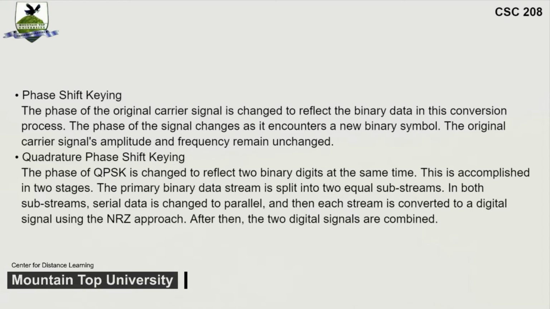Quadrature phase shift keying. The phase of QPSK is changed to reflect 2 binary digits at the same time. This is accomplished in 2 stages. The primary binary data stream is split into 2 equal substreams. In both substreams, serial data is changed to parallel, and then each stream is converted to a digital signal using the NRZ approach. After that, the 2 digital signals are combined.